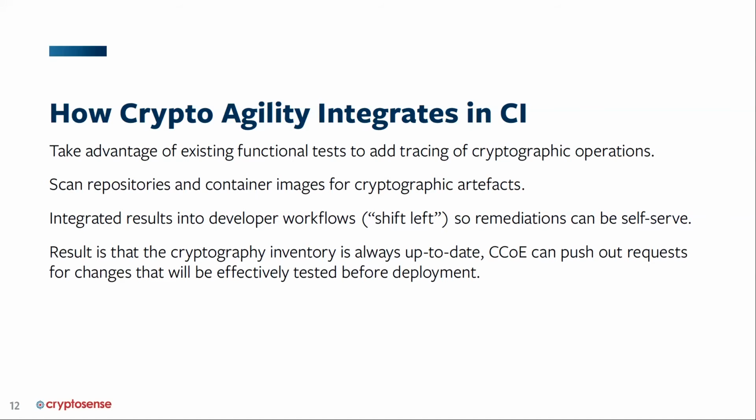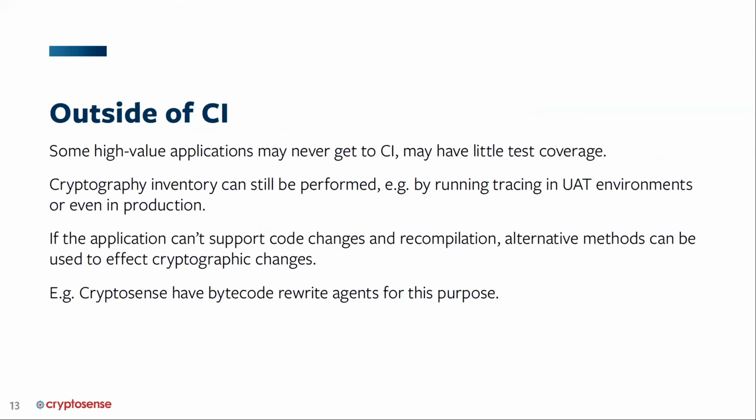And so over time, we can really monitor that. So crypto agility really becomes a process we can manage now from the CCOE rather than just something magic that we sort of hope is going to happen. So unfortunately, in reality, some high-value applications might never get to the CI pipeline, and they might have very little test coverage for whatever reason. So what can we do there?